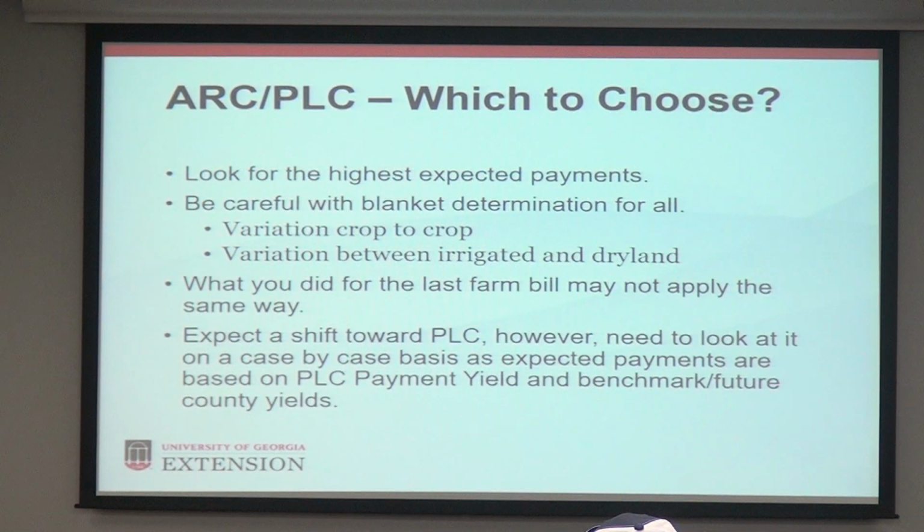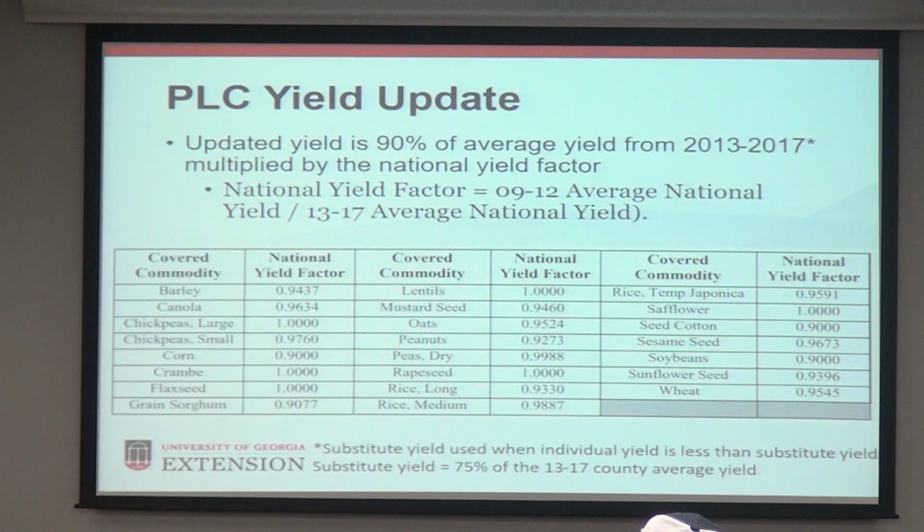It depends on benchmark and future county yields. So it's something that you really need to consider and look at for the base acres that you have on your particular farm, with what your payment yields are and what your expectations are in terms of county yields and those marketing year average prices. So with respect to the PLC yield update, the formula for that is looking at that 2013 to 2017 period.